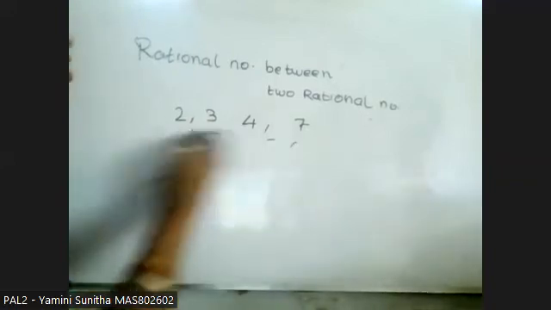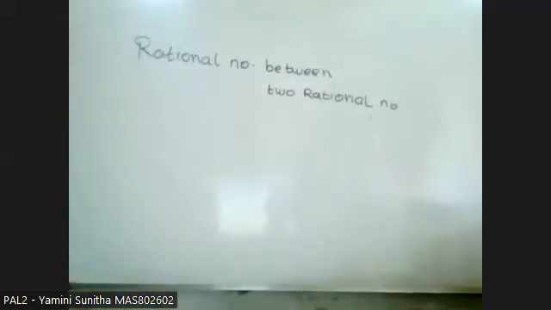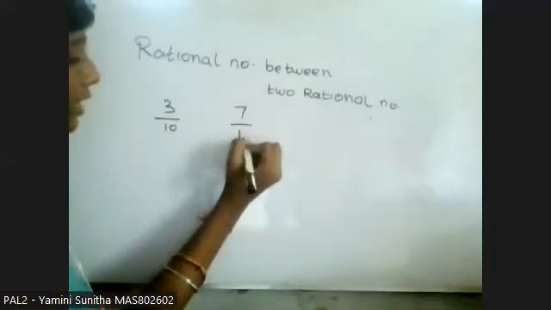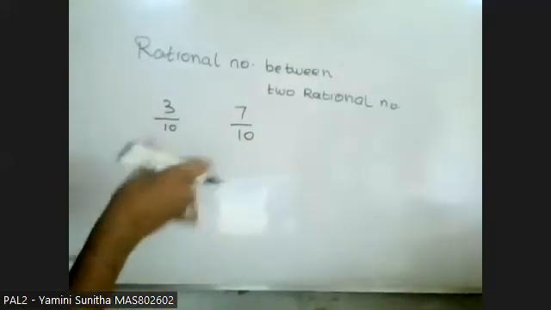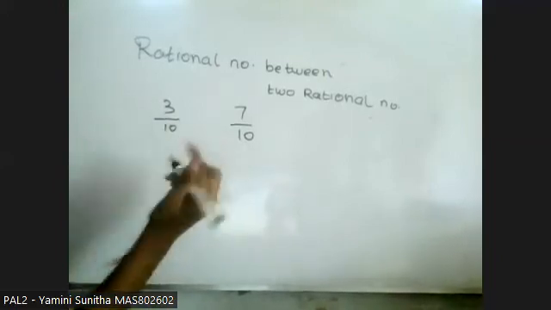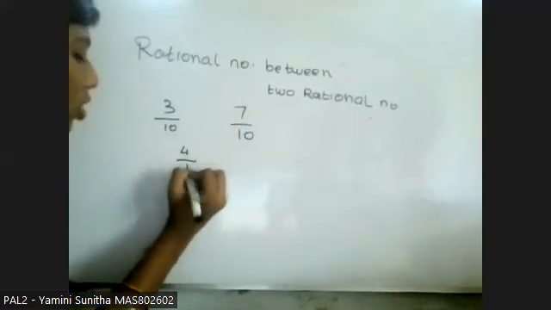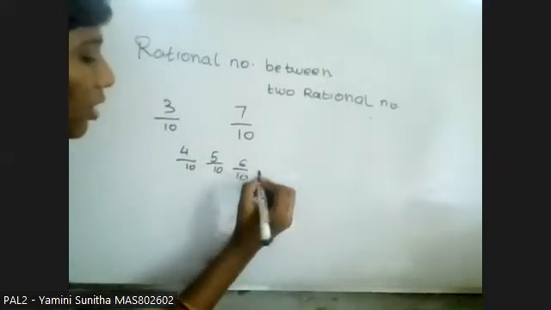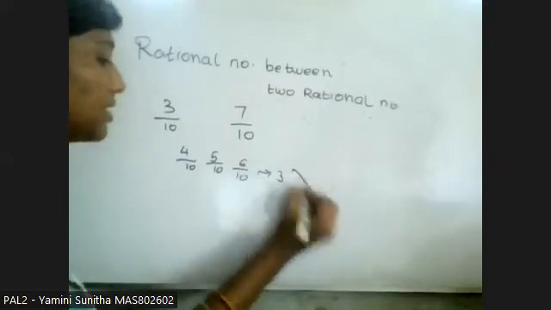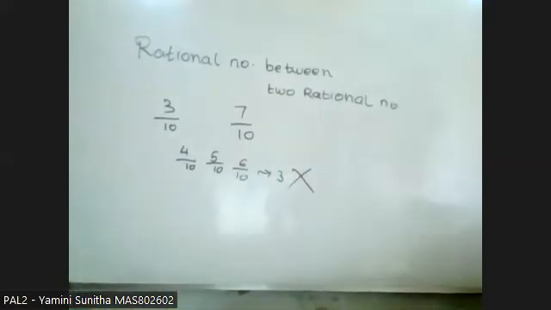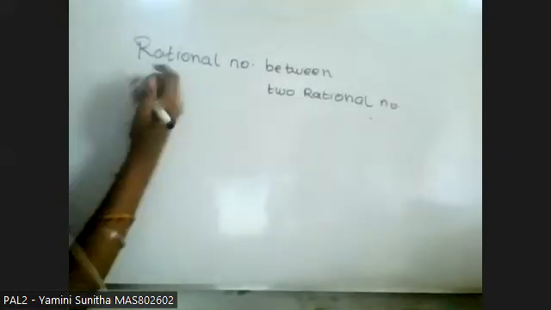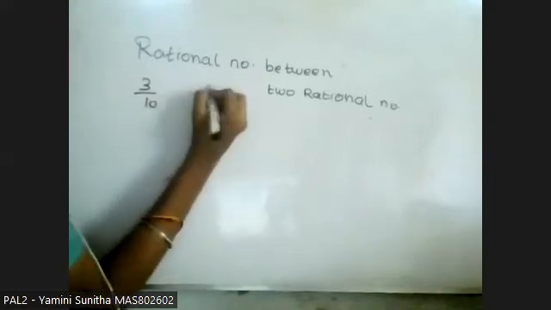Integers 5 and 6. But in the case of rational numbers, it's not like that. The value is not definite. Let us take the example of 3 by 10 and 7 by 10. If anybody asks what the rational numbers are, mostly the answers will be 4 by 10, 5 by 10, 6 by 10. They will write the answer as 3 rational numbers, which is absolutely wrong.